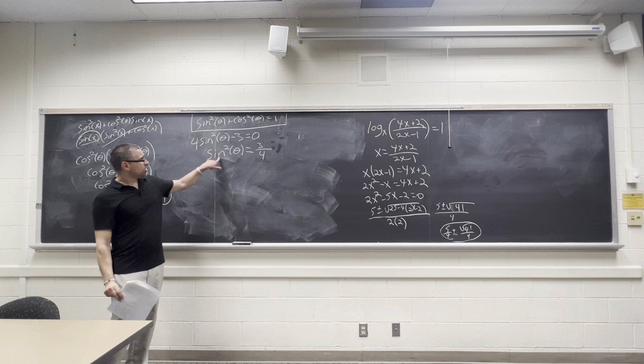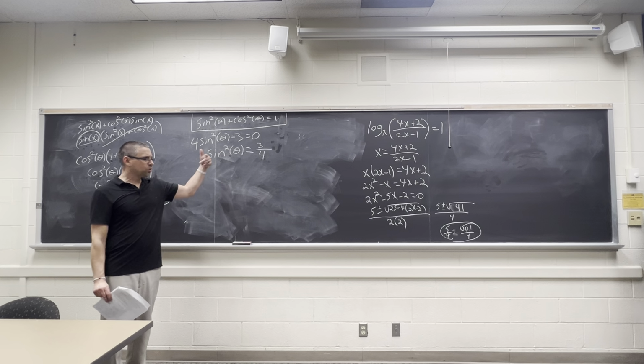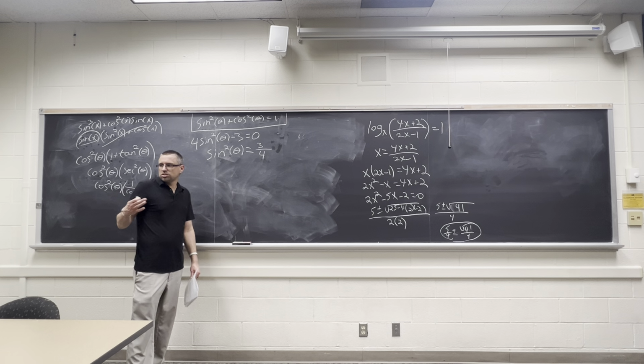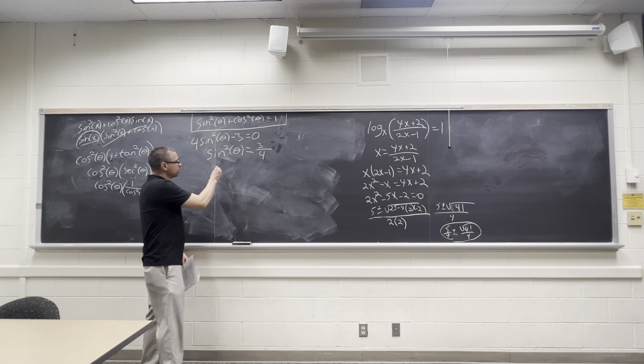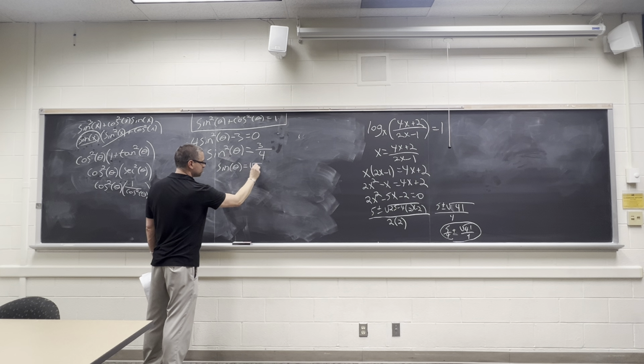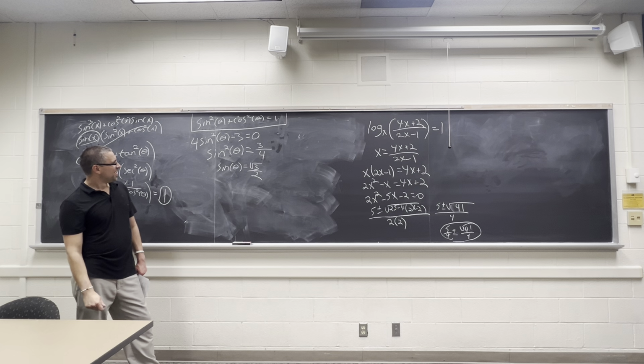Sine squared means sine of theta all squared, so if you kill off the square, you could just square root both sides. The square root of sine squared is just sine of theta. So you'd have sine of theta is equal to what? Square root of 3 over 2. That was 2 moves all in one, right?